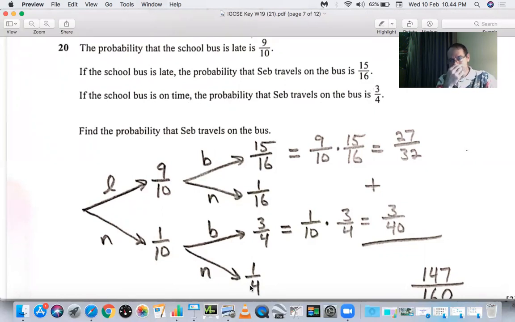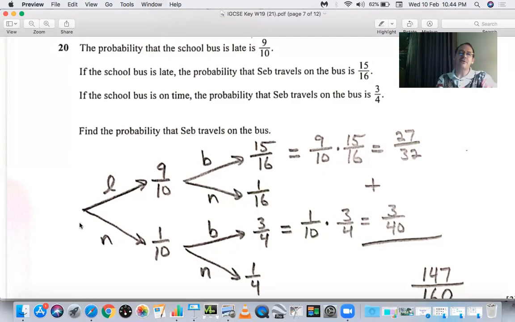Remember, with tree diagrams, these branches don't have to be chronological. It could be in either order here, but I chose to start off with late, not late, because that's what they started off first here, and then put the bus or not bus next. So 3/4, then you have to have 1/4 to make this tree branch equal 1. And the question is asking, find the probability that Seb travels on a bus.